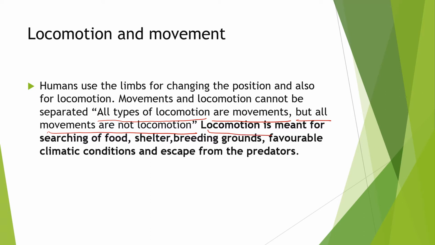So why do we do locomotion? It is a movement in which there is a change of place. Hence all types of locomotion are movements, but all types of movements are not locomotion. Locomotion is meant for searching for food, for shelter, for breeding grounds, for favorable climatic conditions, and for escape from predators. For these main reasons, we need to locomote from one place to another.